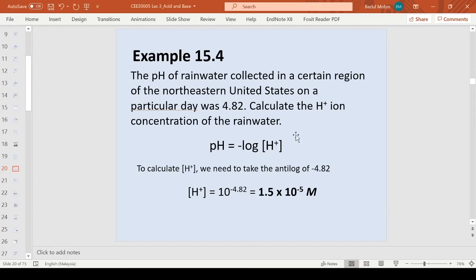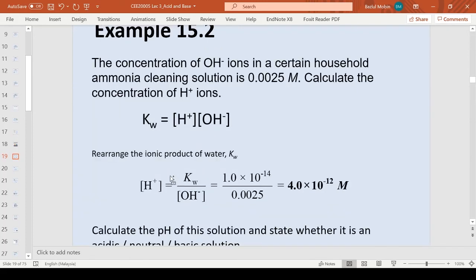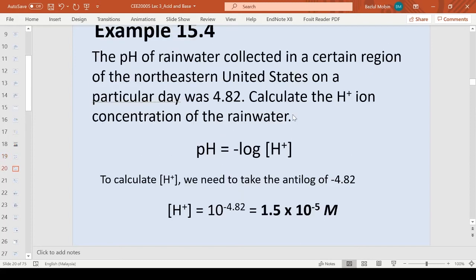So I was saying that we found the pH of the solution by first finding the hydrogen ion concentration. We can also find the pOH directly from the hydroxyl ion concentration, and from there we can find the pH, because pOH and pH together are 14. So if we find the pOH, we can just subtract it from 14. That will give us the pH of the solution.